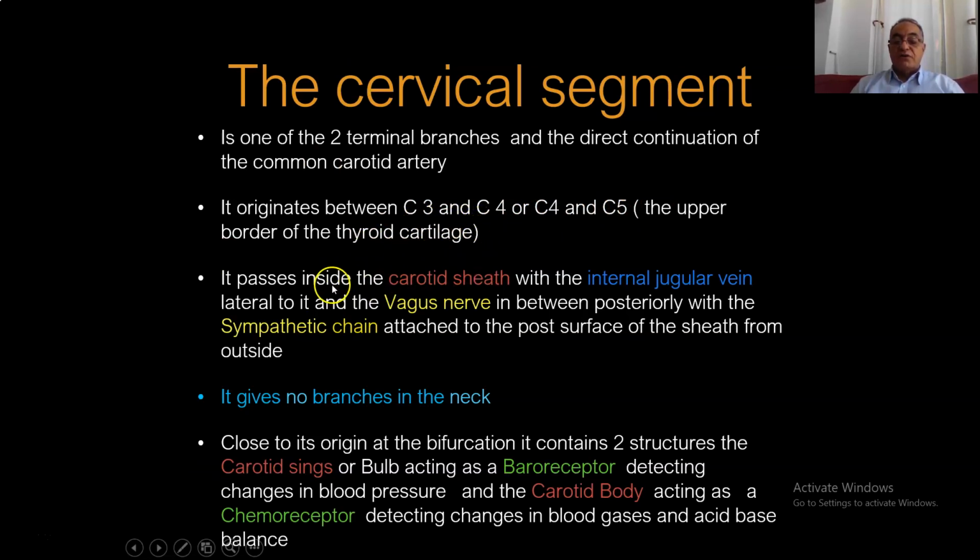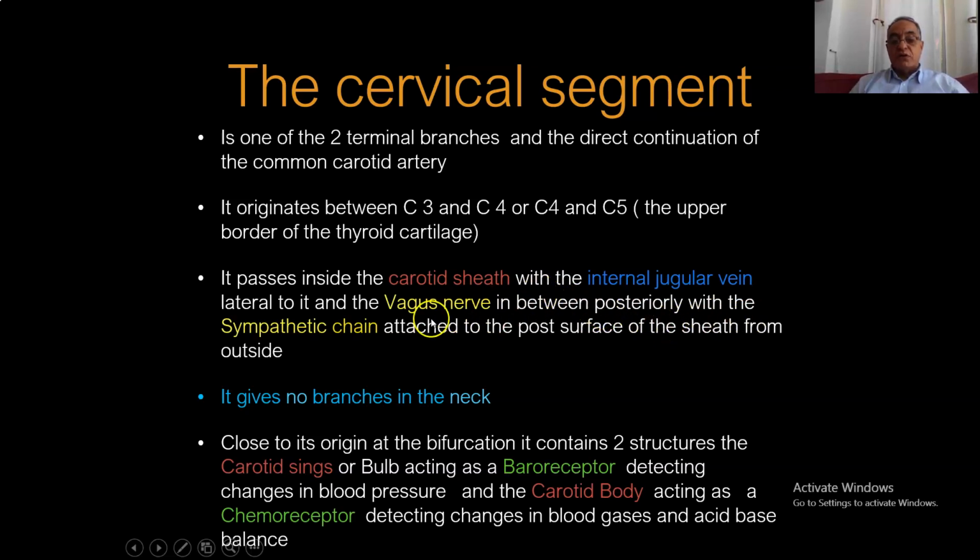The cervical segment of the internal carotid passes inside the carotid sheath with the internal jugular vein lateral to it, and the vagus nerve in between. Posteriorly, the sympathetic chain is attached to the posterior surface of the sheath from outside. So there is a constant relation of the internal and the common carotid artery all through the neck.